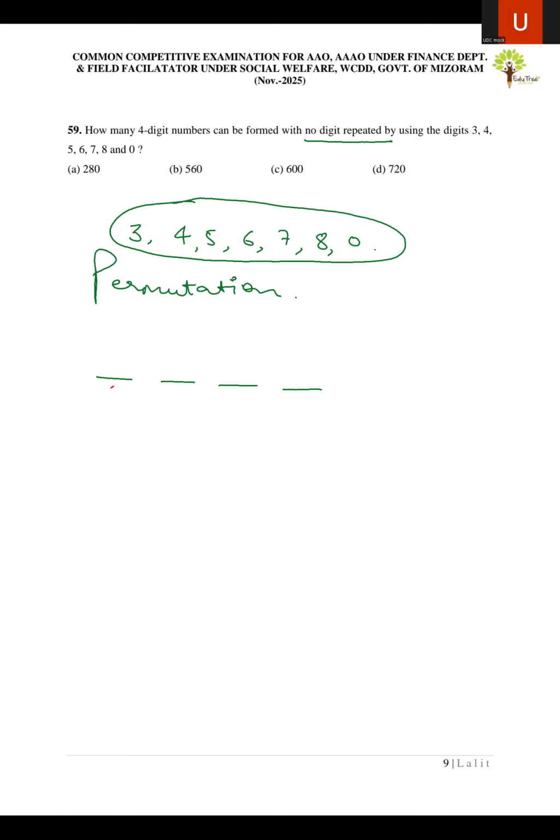Now, if I talk about this first digit, how many numbers can be on this first place? Like I can keep 3 in this first place. I can also keep 4, 5, 6, 7, 8. Can I keep 0 here? No. 0 cannot be kept at the first place.